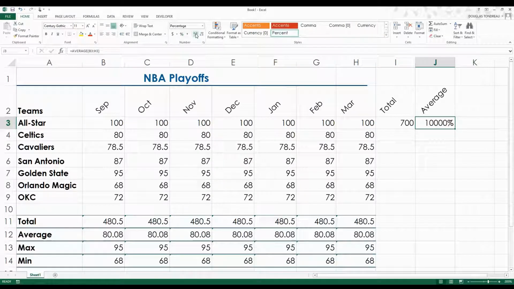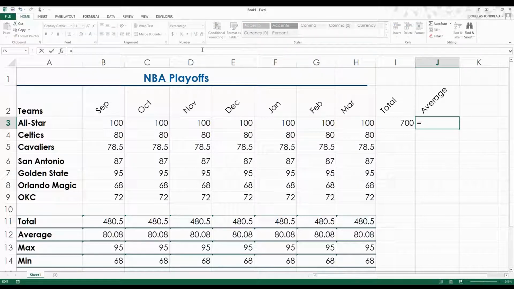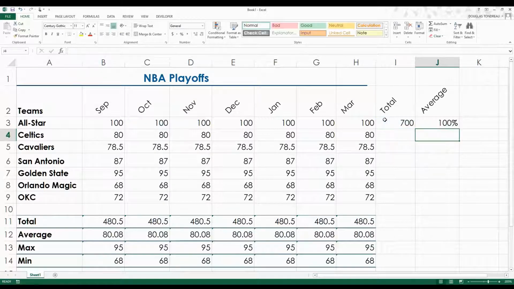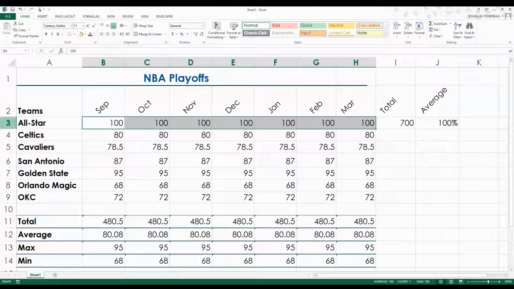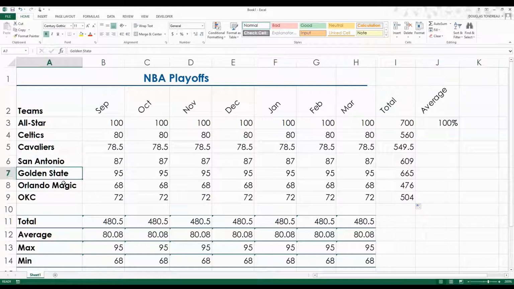Well, let's actually do this. Let's do equals 700 divided by 700: 100%. So it looks like they have 100%. It makes sense that if you win 100% of your games, your average should be 100%. Let's see what happens when we do the same thing for Celtics, Cavaliers, San Antonio, Golden State, Orlando Magic, etc.